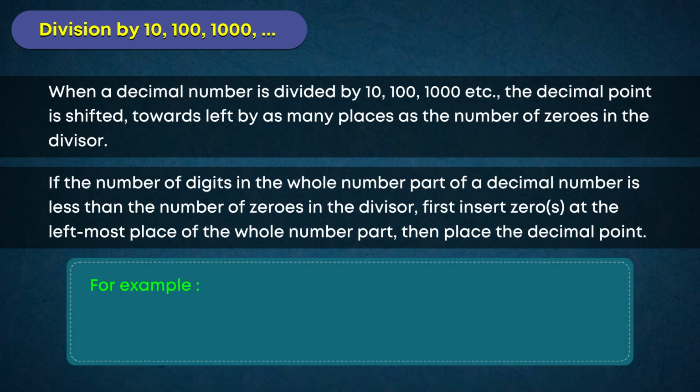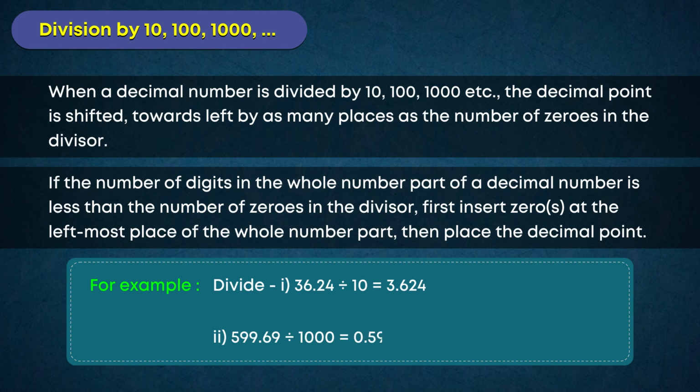For example, divide. 1. 36.24 divided by 10 is equal to 3.624. 2. 599.69 divided by 1000 is equal to 0.59969. 3. 4.5 divided by 100 is equal to 0.045.